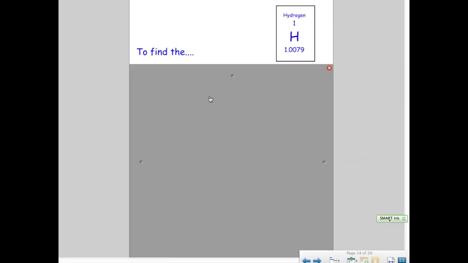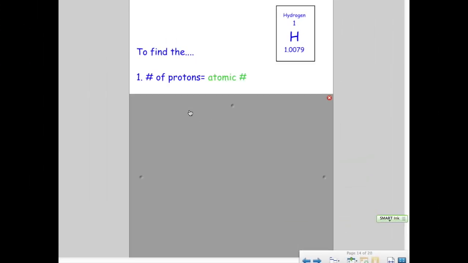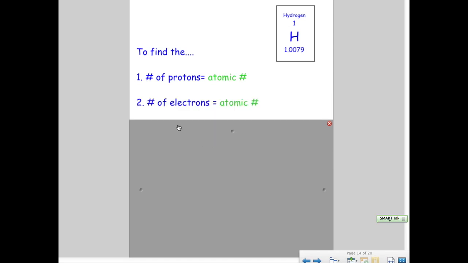Okay, so to find the number of protons, all you need to do is find the atomic number. The atomic number is right here. So how many protons do we have? That's right, 1. Now, a really cool thing is for every proton that you have the same amount of electrons. So if you have 1 proton, you have 1 electron, which is denoted here. The number of electrons equals the atomic number.